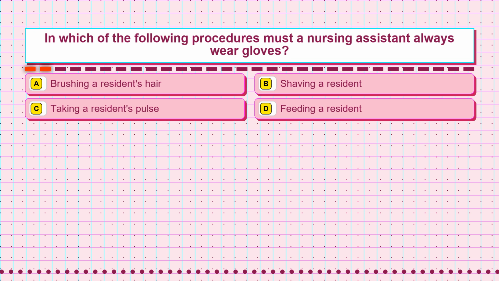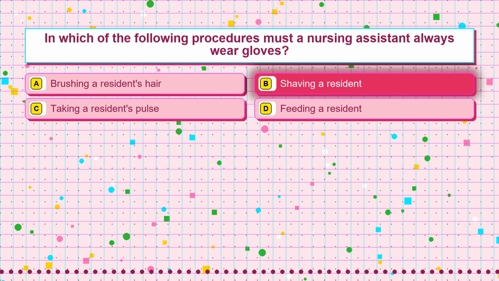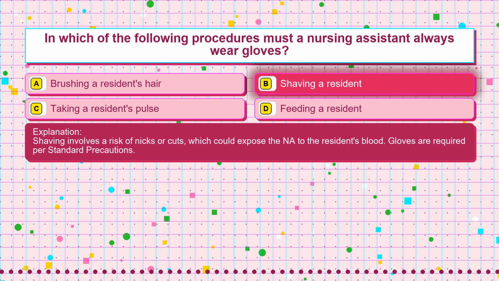Question 14. In which of the following procedures must a nursing assistant always wear gloves? Option A, brushing a resident's hair. Option B, shaving a resident. Option C, taking a resident's pulse. Option D, feeding a resident. The correct answer is option B, shaving a resident. Shaving involves a risk of nicks or cuts, which could expose the NA to the resident's blood. Gloves are required per standard precautions.